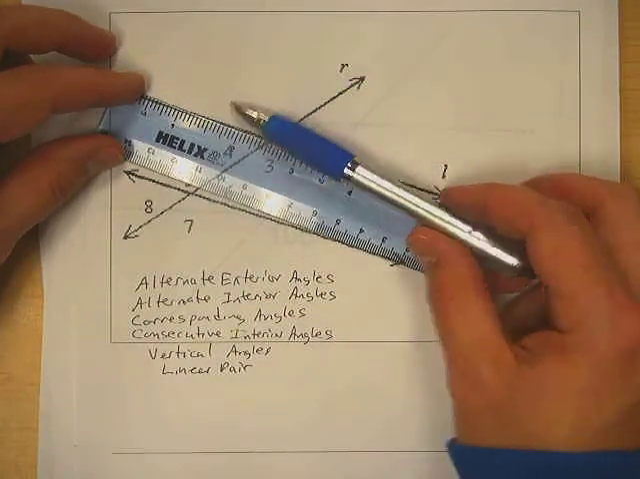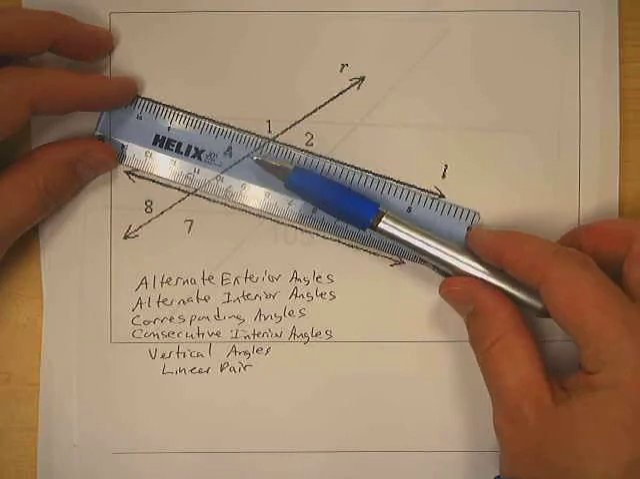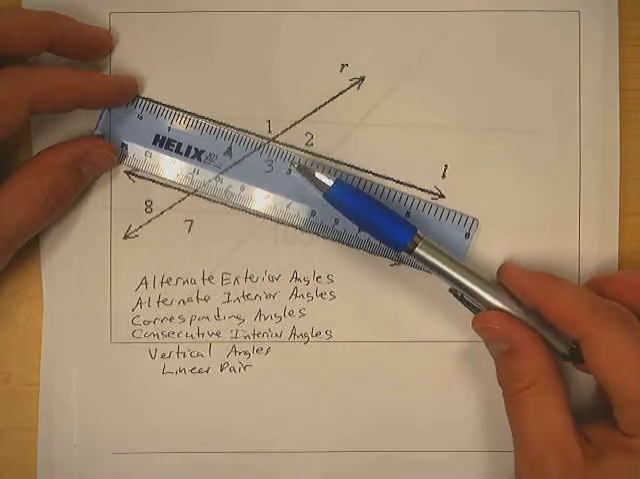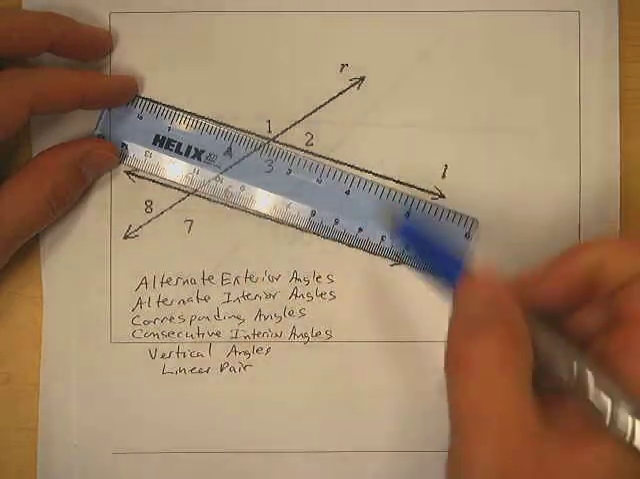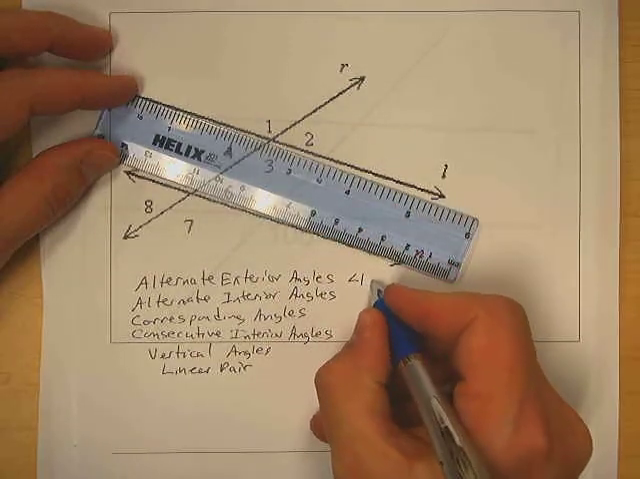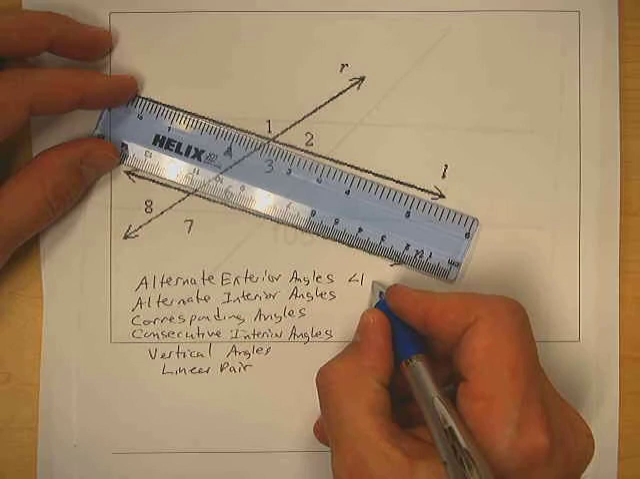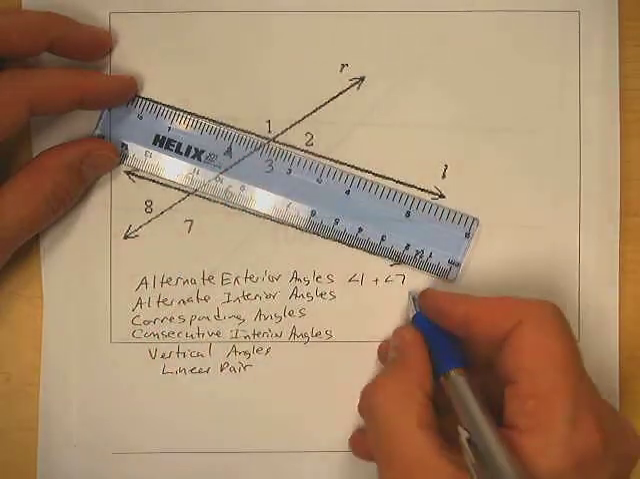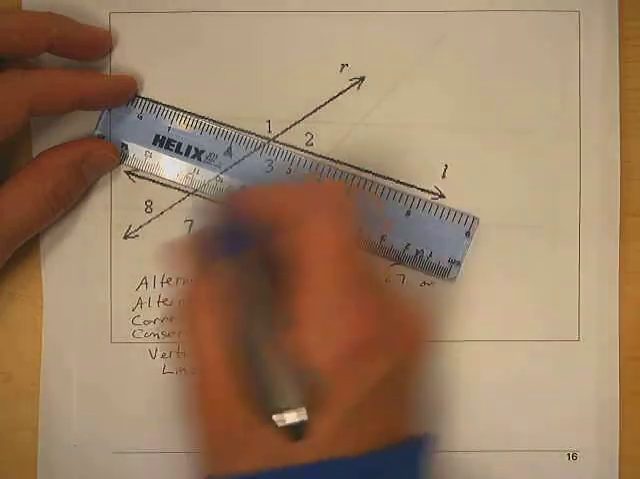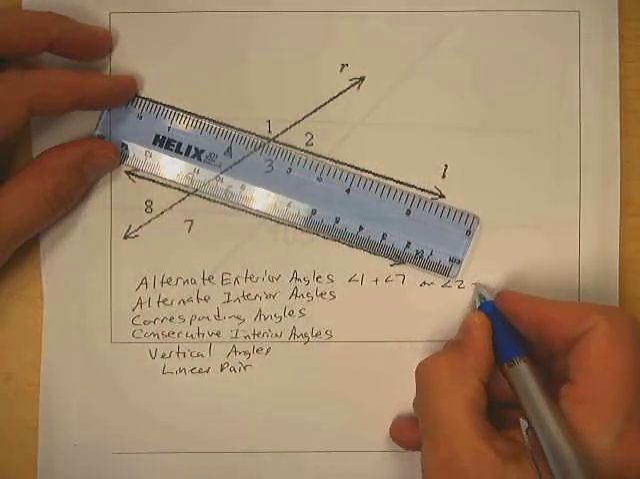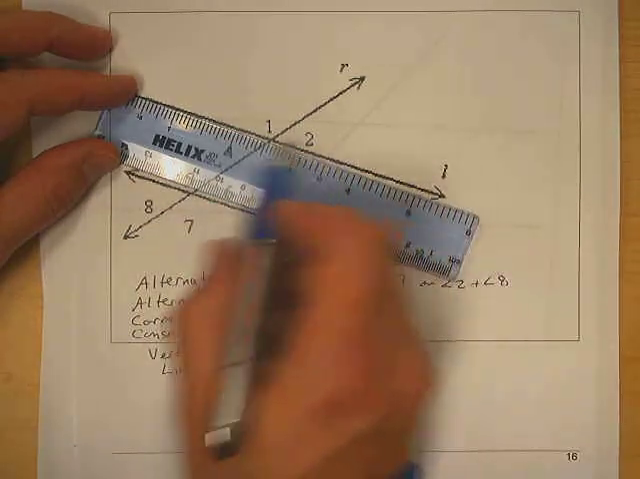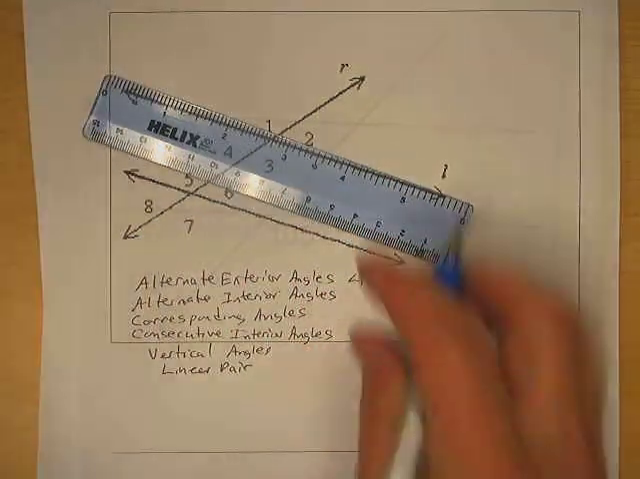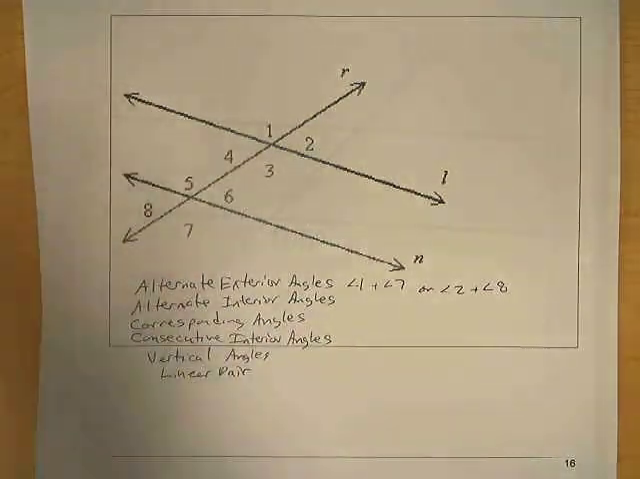First of all, alternate exterior angles. Alternate exterior would mean it's on the outside of these two parallel lines. So again, outside of my ruler here. So an example of alternate exterior angles would be like angle 1 and angle 7. These two are alternate exterior angles, or another example might be angle 2 and angle 8. Angle 2 and angle 8 are alternate exterior as well.